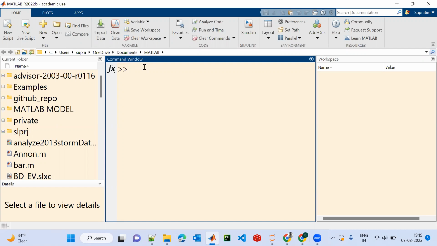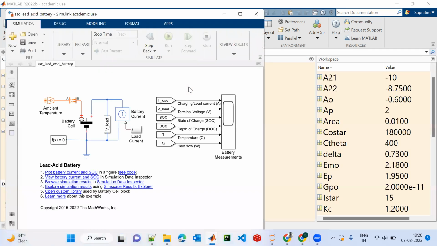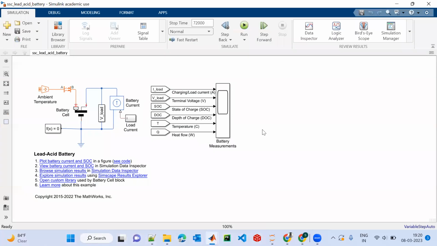So to open the model, we need to write a command in our MATLAB command window, that is ssc_lead_acid_battery. Once we write this command in the command window and click enter, this Simulink window will automatically be created, where we can see a model of a lead acid battery cell.